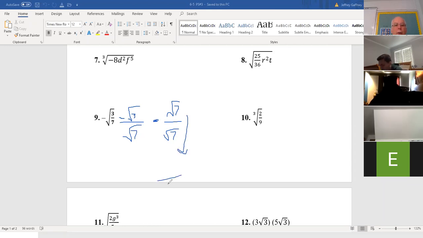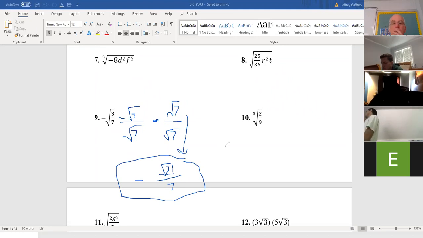So that becomes 7 under the radical, or the square root of 49, which is 7. And then on the top, we end up with negative. Don't forget the negative sign. You'll lose a point if you don't. 3 times 7 is 21. And I can't simplify 21. No perfect squares in there to come out from the radical. Make sense?